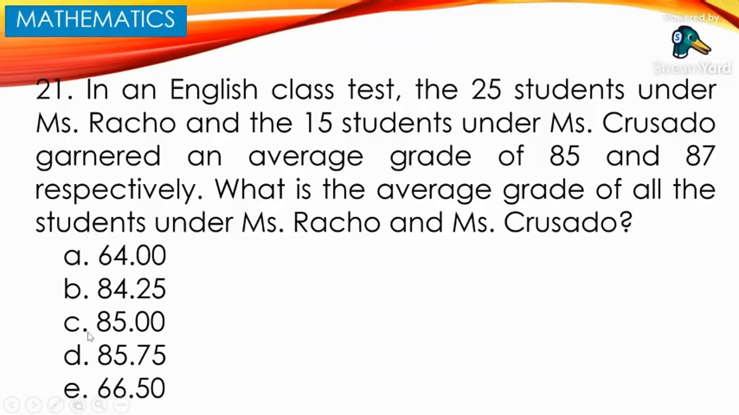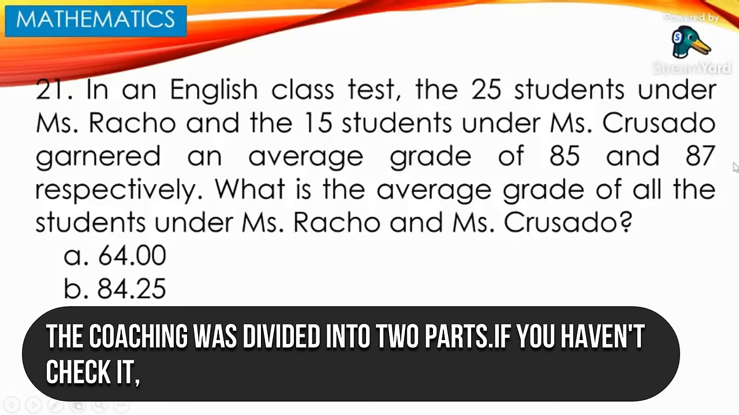Pero tingnan po natin dito sa problem. Okay, there are 15 students who garnered an average of 87. So more or less po, tataas pa sa 85 yung magiging average ng whole class kasi magiging weighted mean ito. So yung choice na lang talaga natin is letter D. So cancel out na si A, B, E. Ma-cancel out na din si letter C kasi mas mataas yung average ng isang section, so yung sobra nila pwede pang ibigay dito sa 85.